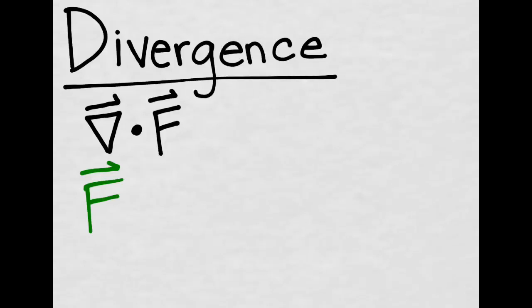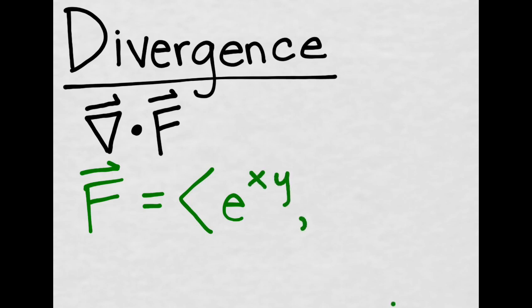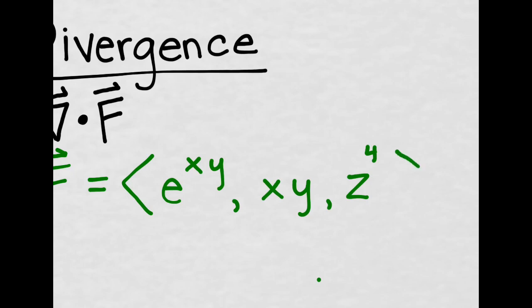In this video, I'm going to evaluate the divergence of a vector field called F, where the vector field F in this case is equal to the vector ⟨e^(xy), xy, z^4⟩.